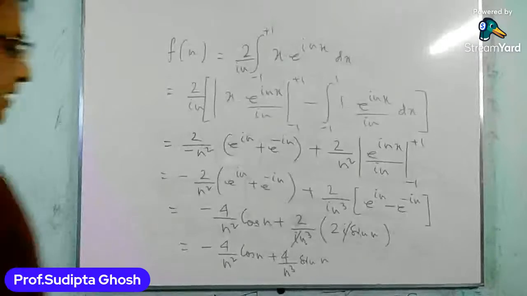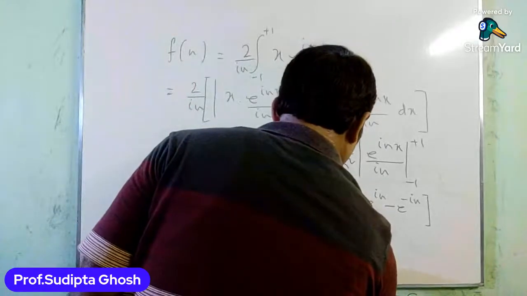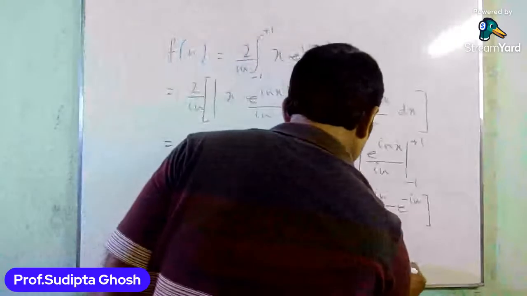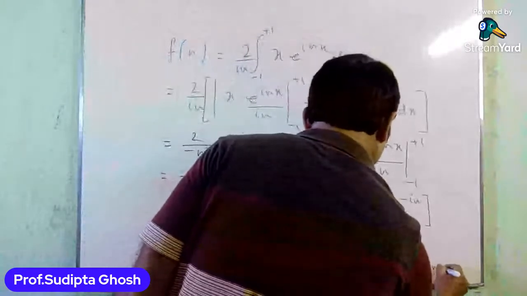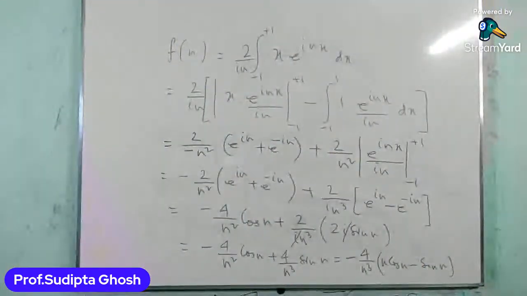So if we take minus 4 by n cube common, then we have n cos n minus sin n. So you can write the answer in this way also, that is minus 4 by n cube into n cos n minus sin n.